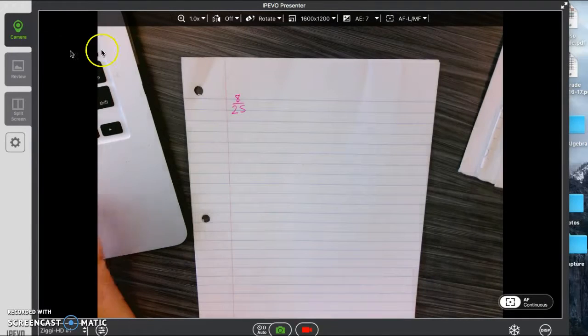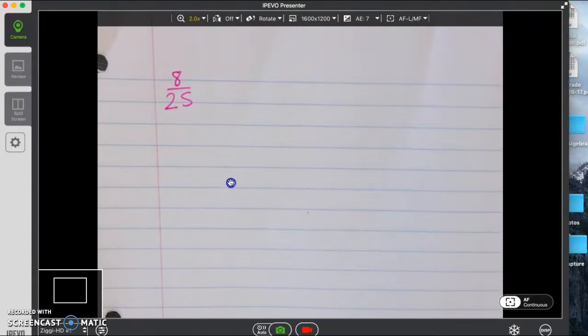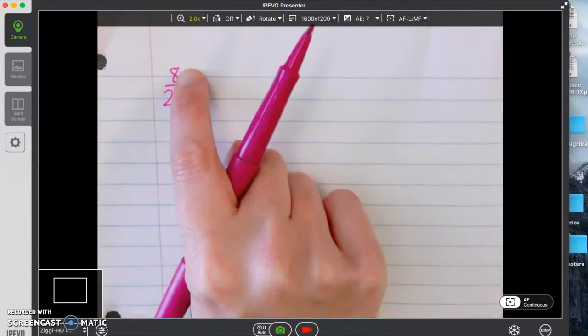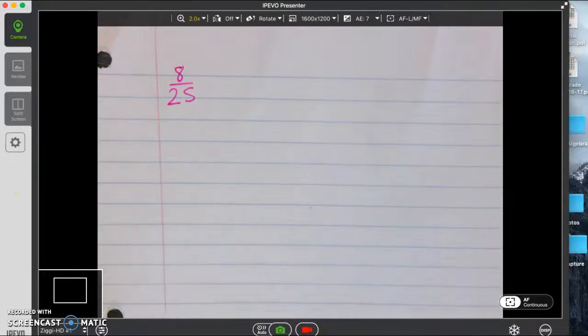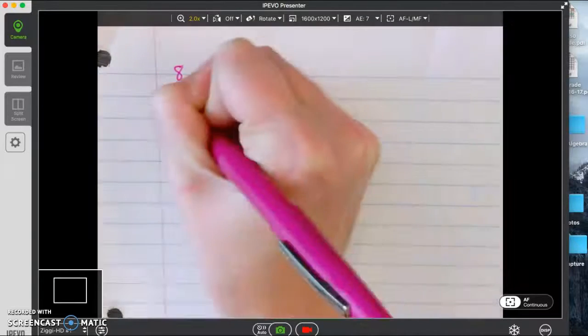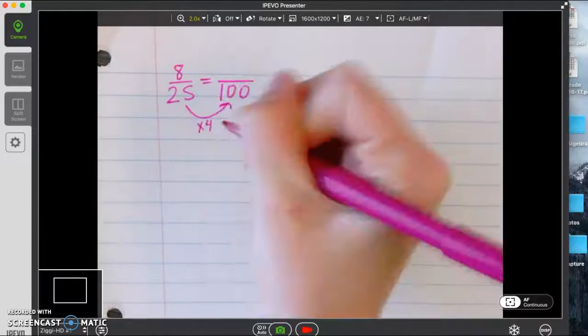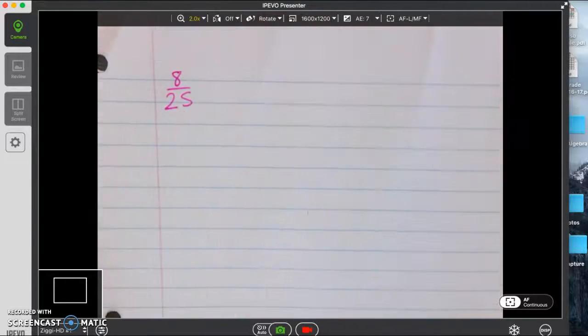What I want to think about is my denominator. So my denominator of 25 does not automatically tell me what this decimal is going to be. So I don't know where that 8 is going to go. So when I'm thinking about this example here, I think about 25. I know that 25 can be scaled up to 100 by multiplying by 4. So I can do the same in my numerator. 8 times 4 is going to give me 32.